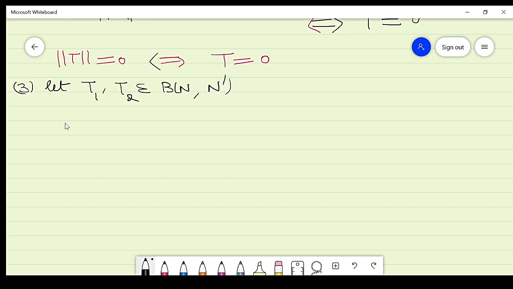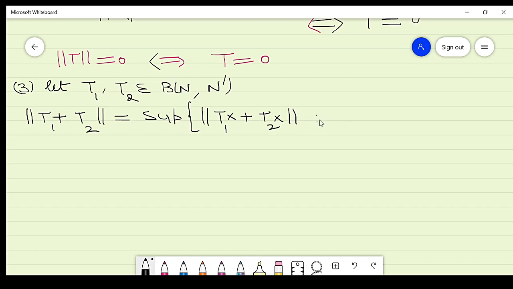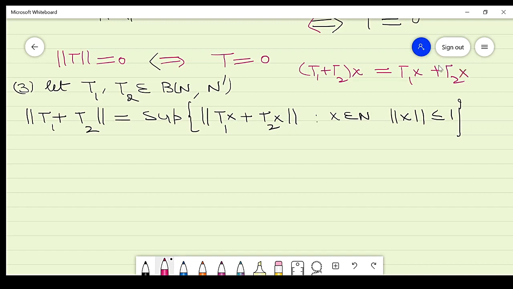So it is a bounded linear operator. Now the norm of T1 plus T2 is equal to the supremum of T1x plus T2x, clear? I used the condition norm of x less than or equal to 1. In the first step it was (T1 plus T2) of x, so it is converted into T1x plus T2x. Don't confuse yourself, that is the simplified form.